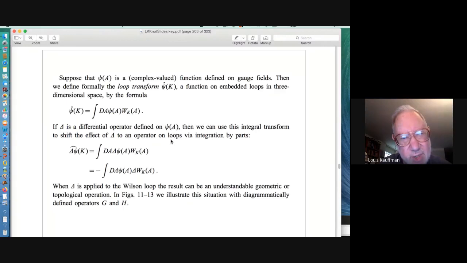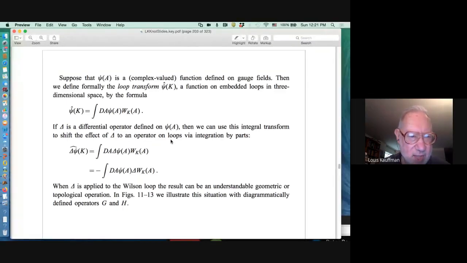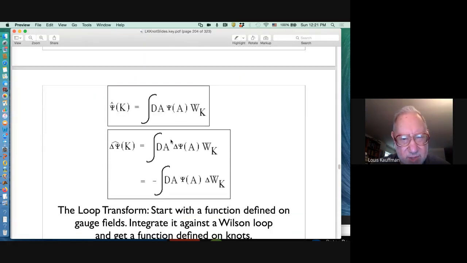So if you have a differential operator that's defined on these functions of gauge fields, you can use this integral transform to make it into something which does something to the Wilson loops, possibly to the knots. So delta psi hat is going to be the integral of dA delta psi. And then by my principle of integration by parts, this is the same as minus the integral of dA psi of A, delta applied to the Wilson loop. And then this might be understandable. That was their idea, and they used it. And here's how it looks.